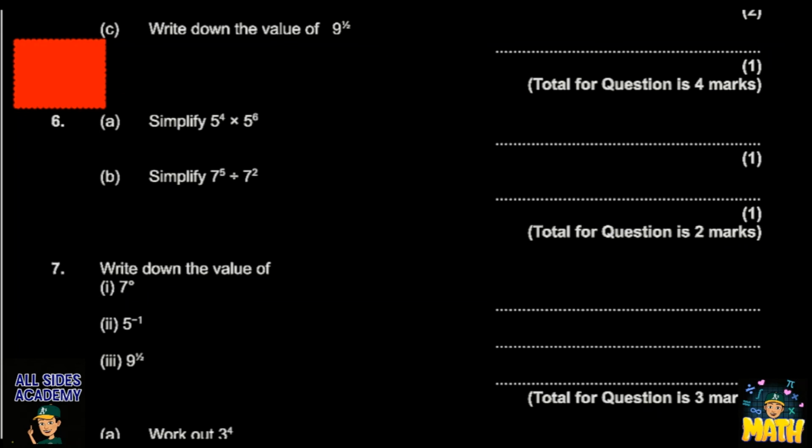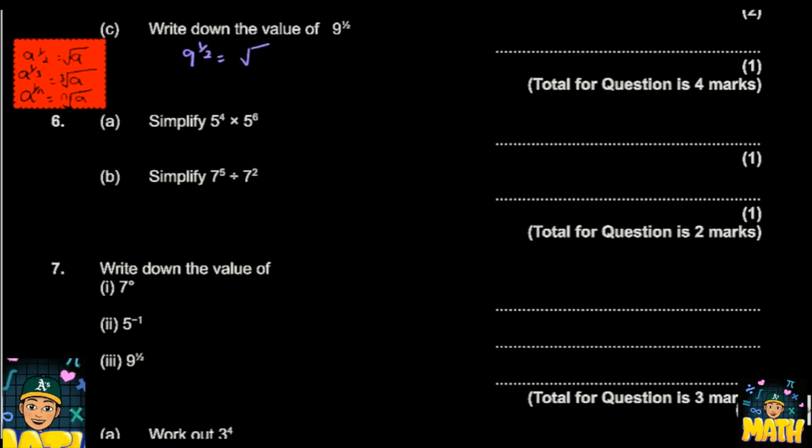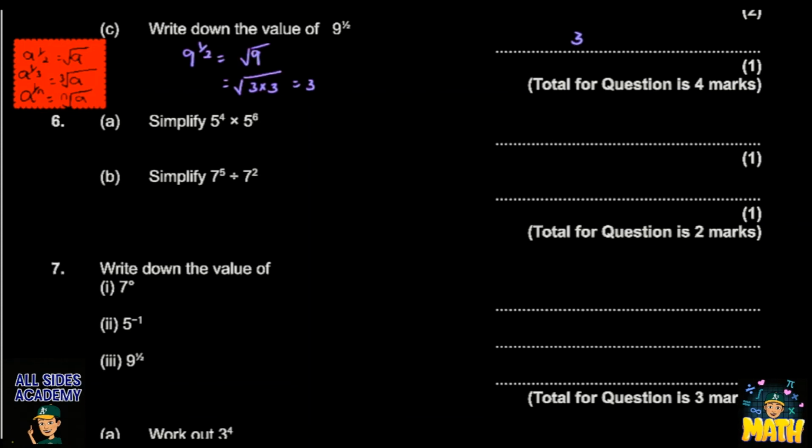Write down the value of 9 to the power of half. When we bring in fractions as indices, they're basically giving us roots. So a to the power half is the square root. A to the power a third is the cube root. So that means a to the power 1 over n is going to give us the nth root of a. So 9 to the power half is the square root of 9. And we know 9 can be written as 3 times 3, so the square root of 9 is 3.